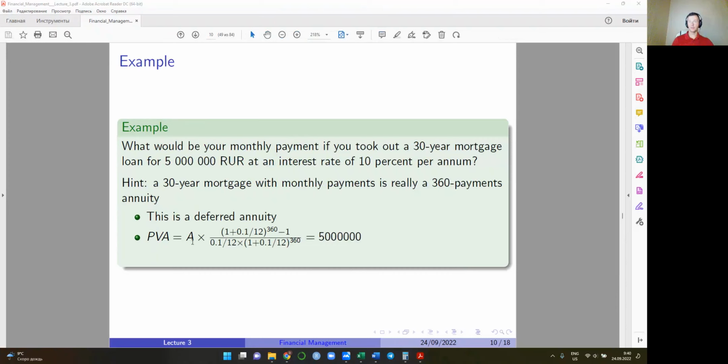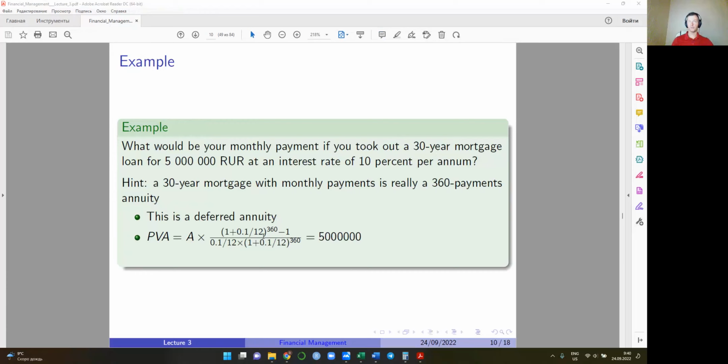There is a payment which we don't know. This is our unknown monthly payment. We plug in all parameters of this loan, the interest rate. Since this is a monthly payment, we need to divide the annual percent by 12, to the power of 360. We have 360 months in 30 years. Here the same. And finally, we know that the result must be 5 million because this is the initial amount of your loan. That's all.